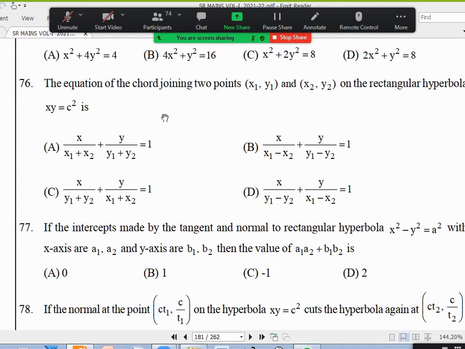Sir, I took those 2 points. I found the slope. Slope is y2 minus y1 by x2 minus x1. And I wrote the normal straight line formula, sir, like y minus y2 equals y2 minus y1 by x2 minus x1 into x minus x2. Okay. Then I took the points as x1 comma c square by x1 and x2 comma c square by x2 and I substituted. Okay. Good.